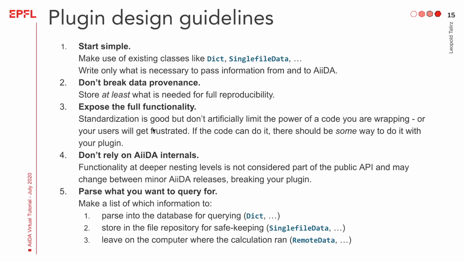Finally, parse what you want to query for. It can be very helpful to make a list of which information you want to parse into the database. So this is things that you might want to query for. So for example, certain parameters of an input file, certain single valued outputs of your code. Then another level is the files that you want to store in the AiiDA repository for safekeeping, maybe because they're very expensive to compute. And finally, the category of data that you can afford to leave on the computer where the calculation ran, risking that this calculation will eventually be deleted, but that is not essential because if you ever need this information again, you can easily recompute it because you have all the information necessary.